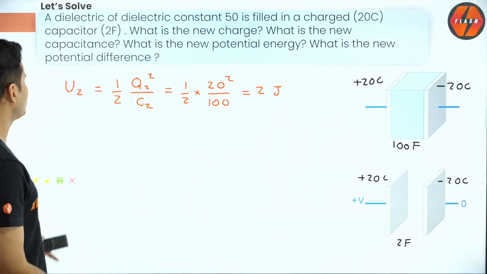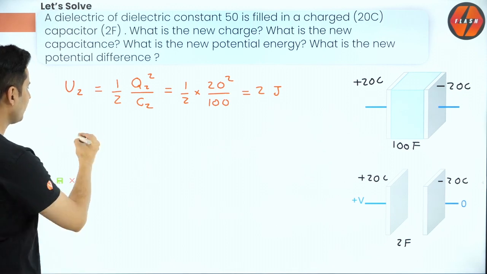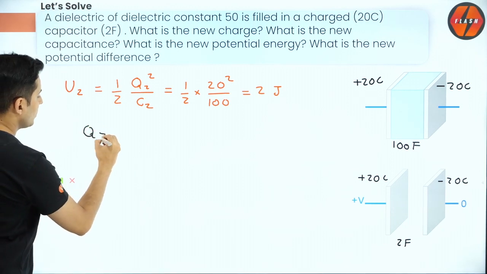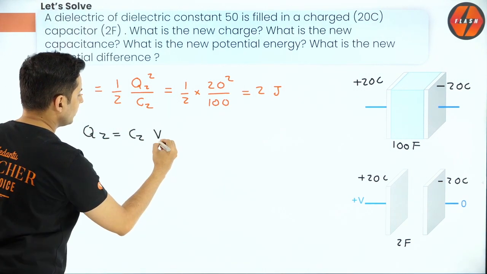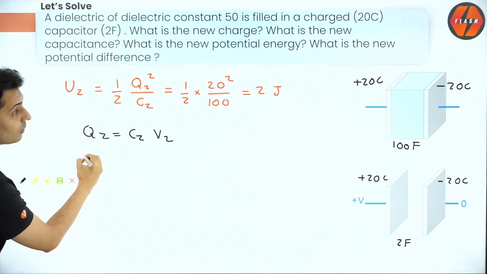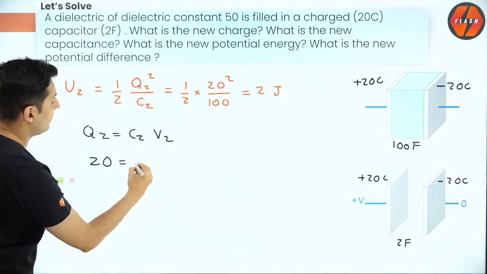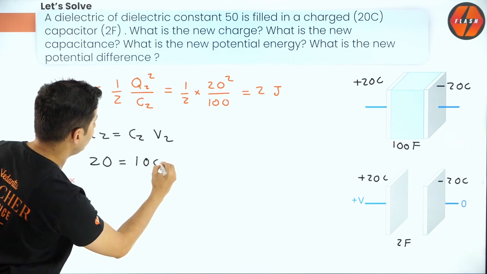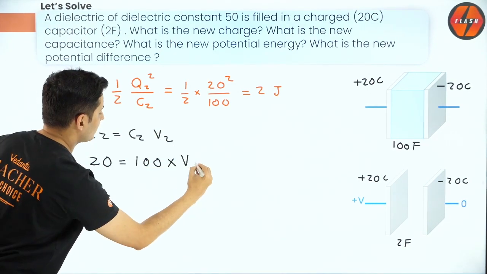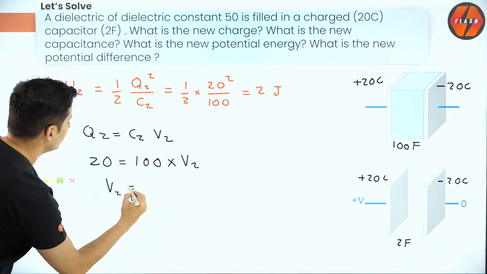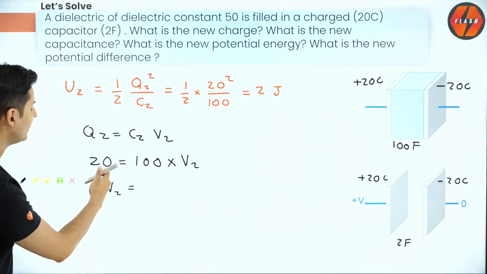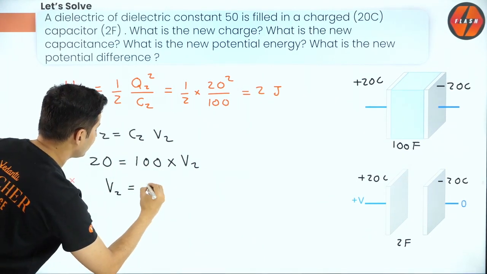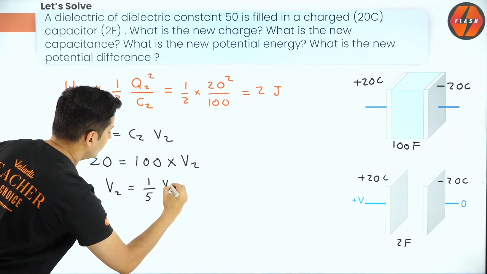What is the new potential difference? Well, you can do that. Since Q2 will be equal to C2 into V2, the new charge was just 20. Capacitance is nothing but 100. And potential difference is what we need to find. So V2 will be nothing but 20 by 100, which is nothing but 1 by 5 volts. That's the answer.